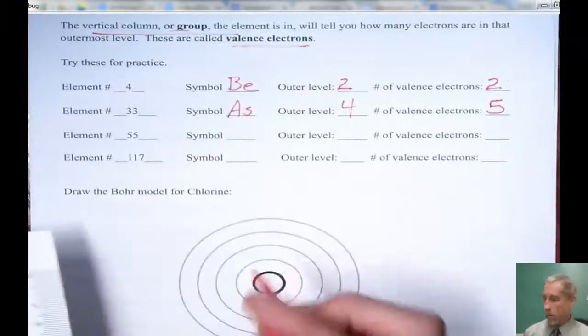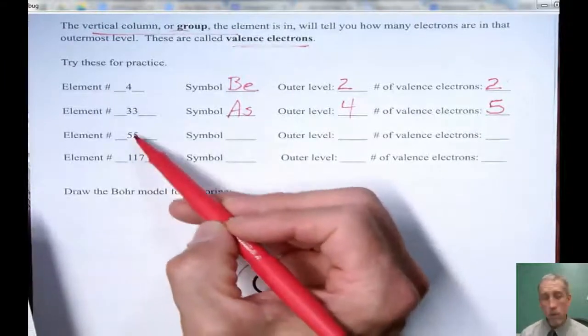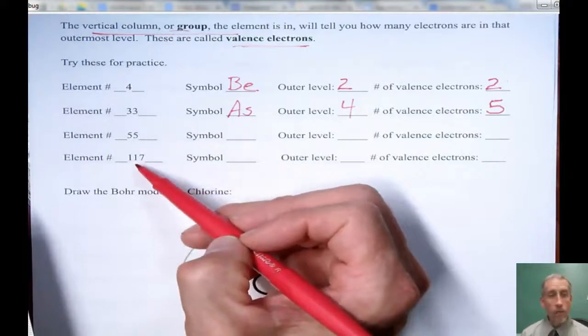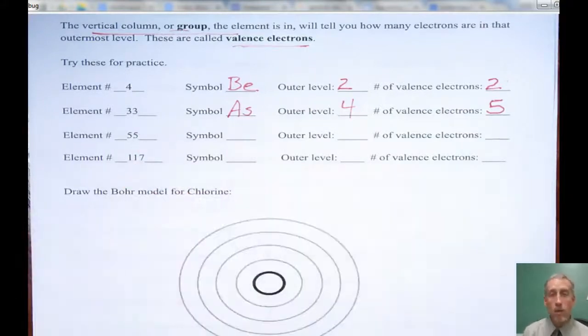So I'd ask you to stop here, maybe just pause the video, and try to find the information here for 55 and 117, because it's done just the same way, and then pick up again on the video and I'll show you what the answers are.